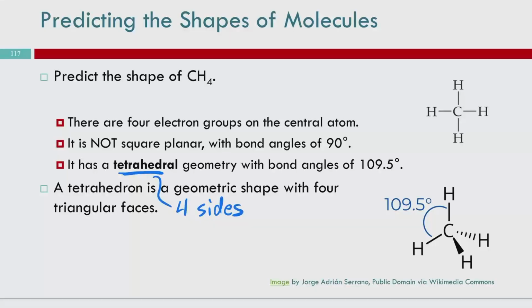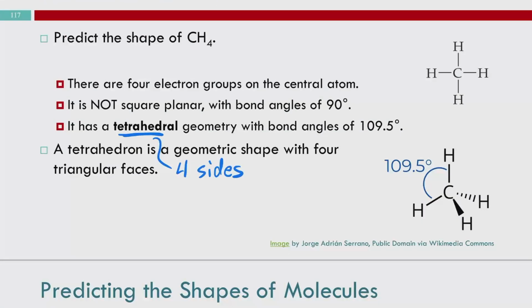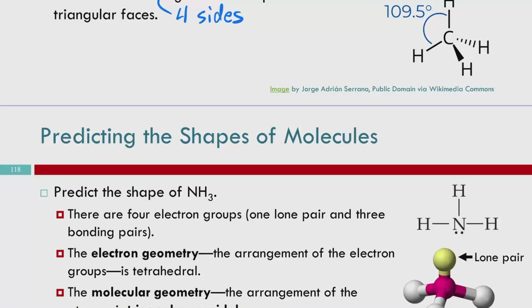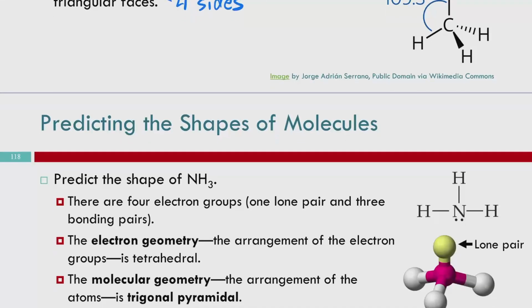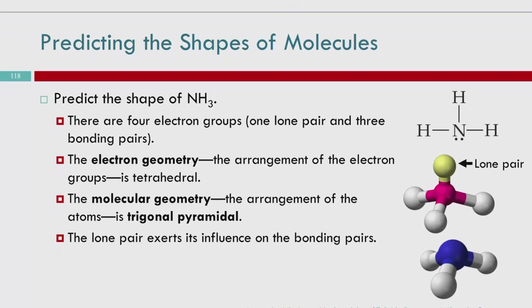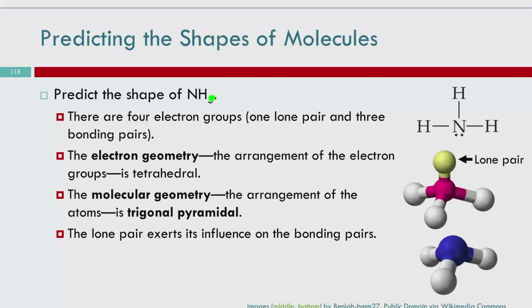Questions about our first 3 shapes? So those are our first 3 shapes. We also have some other shapes. So we've been looking at things that don't have lone pairs. We've been looking at things that only have atoms attached to the central atom. So for something like NH3, ammonia, we have 4 electron groups. So we've got 3 bonds, and we've got a lone pair. So we've got 4 groups.